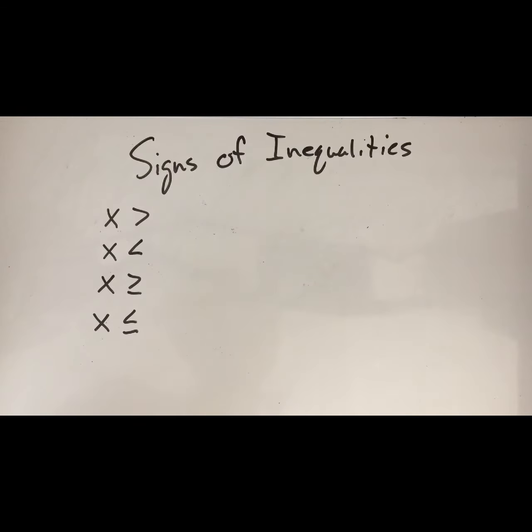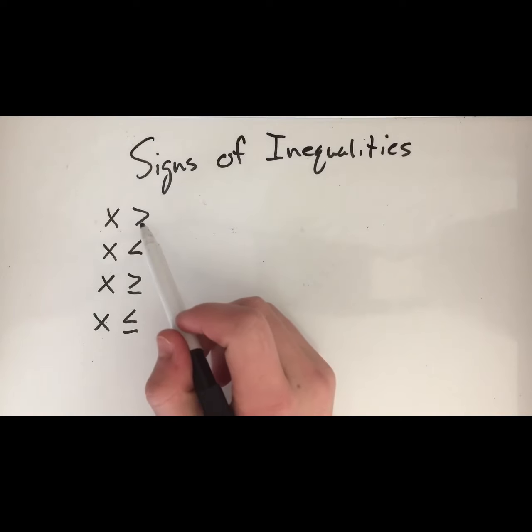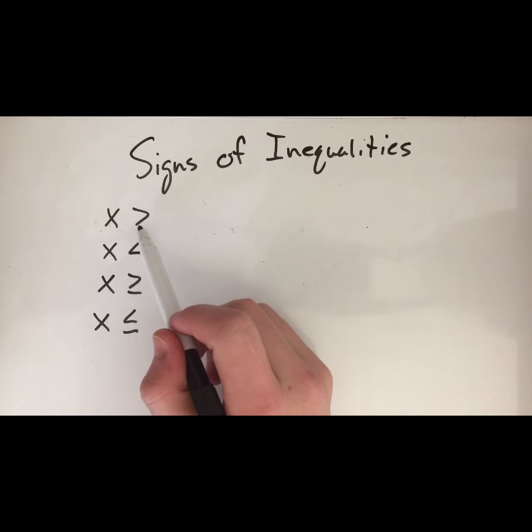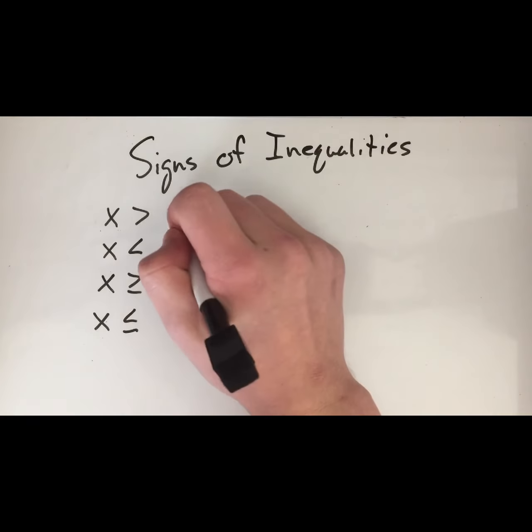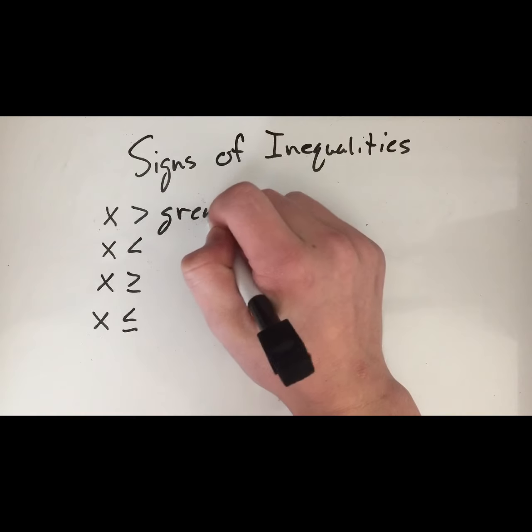Alright, first things first, you have to learn what all the different signs mean. Now here I've written down the 4 different signs that you'll find in inequalities. It's really important that you learn these because this will dictate whether you get the answer to a problem right or wrong. First over here, we've got x is greater than. So this over here is greater than.